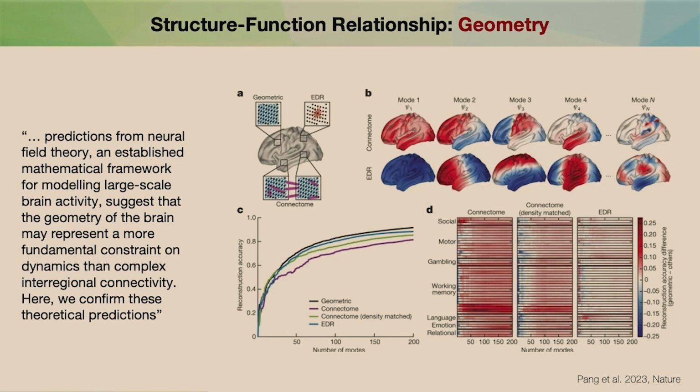And recently, there's been work showing that indeed geometry might represent a more fundamental constraint on the dynamics than the white matter connectivity and this interregional connectivity. In this paper by Pang and colleagues, by using neural field theories, they decomposed the geometry of the brain into fundamental modes, and reconstructed fMRI activity, spontaneous and task-evoked, in these two data sets, showing that indeed geometry, as far as the reconstruction is concerned, with 200 modes, performs better than the connectome or the white matter connectivity.